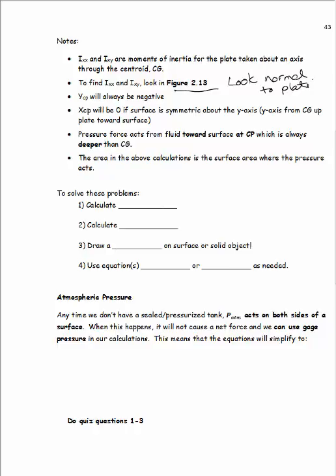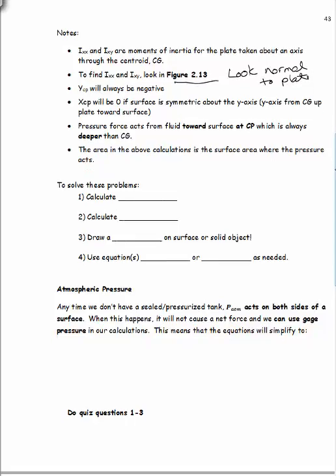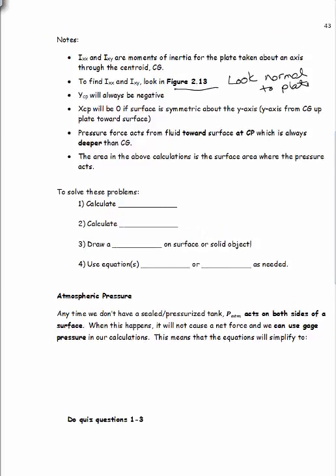Remember, YCP will always be negative because the center of pressure is always below the center of gravity, and our axis is always going up the surface. Again, XCP will be 0 if it's symmetric about the y-axis. And also remember, these pressure forces always act towards the surface. So if we were looking at the bottom of the surface, it would be going in the opposite direction. And it's always normal to the surface. And the area, just like with the shear stress, is always where the pressure acts.